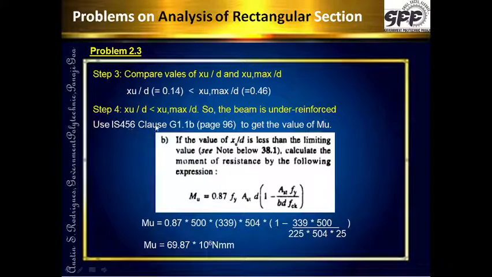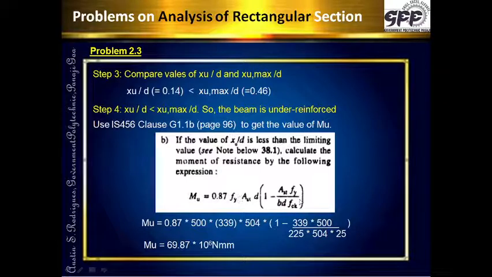Use IS 456 clause G1.1b, page 96, to get the value of ultimate moment of resistance. In the annexure G1.1b, page number 96, it says if the value of XU by D is less than the limiting value, calculate the moment of resistance by the following expression: Mu equal to 0.87 Fy AST into D into bracket 1 minus AST Fy upon BD FCK.